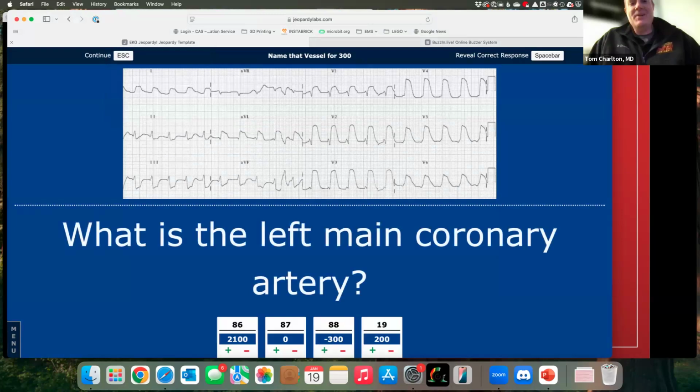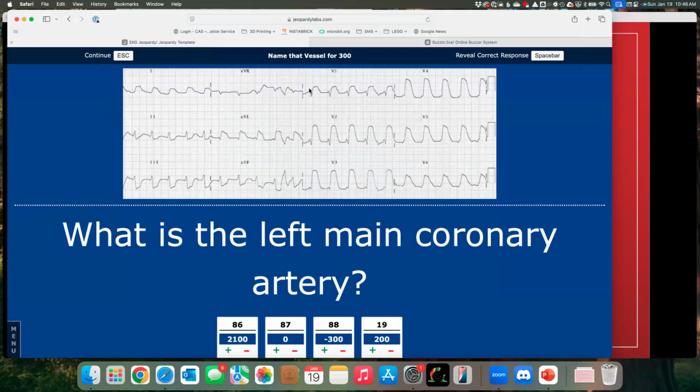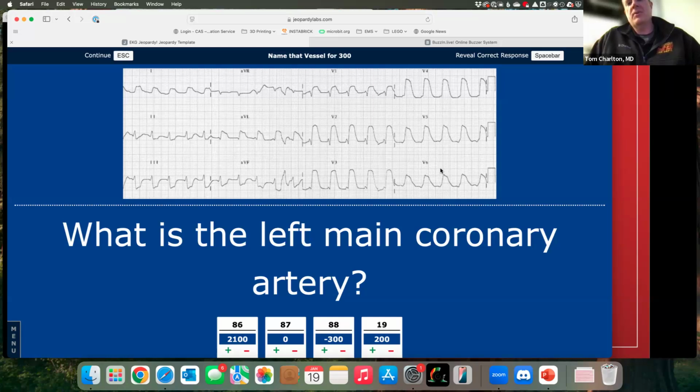Left main coronary artery. This is the tombstones that everybody gets worried about. So it's so high up that it's occluded both the left anterior descending and the circumflex. And so you get these massive tombstones throughout the precordial leads. And you get massive ST depressions in the inferior leads.